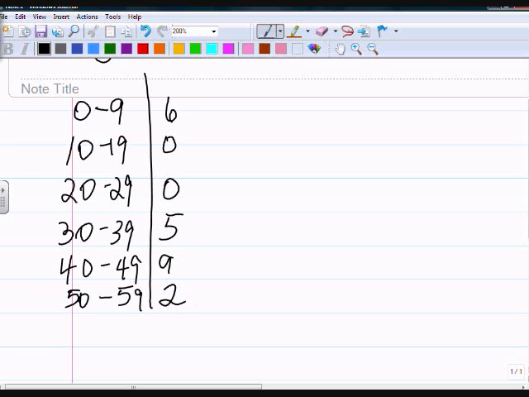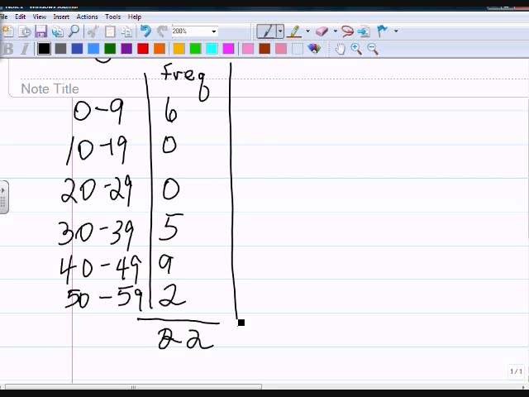So sum this column for me. 22. Okay. Now, this column is frequency. Now we're going to make something called relative frequency.